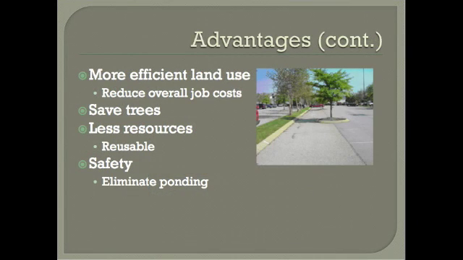Pervious concrete allows for more efficient land use. It reduces the need for stormwater management devices such as swales and retention ponds. This could reduce the overall project cost on a first cost basis instead of only seeing that cost savings in the future. Using pervious concrete in parking lots can also save trees.